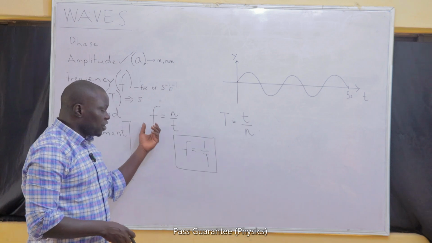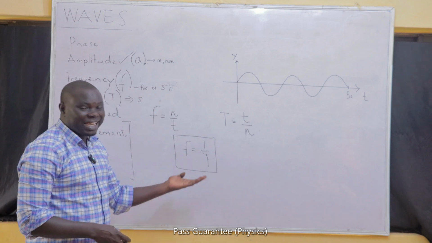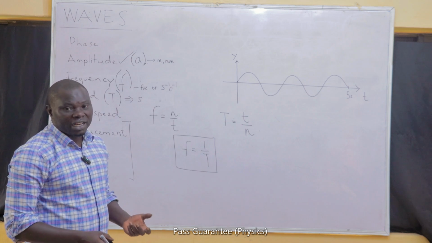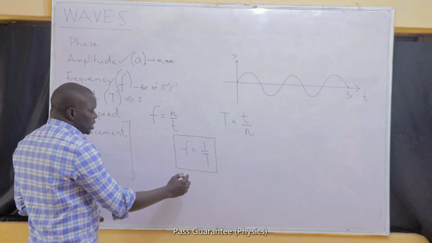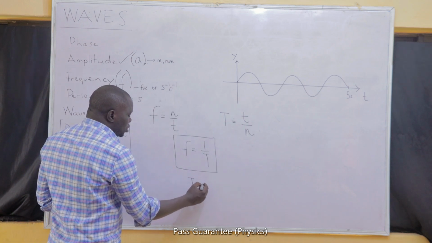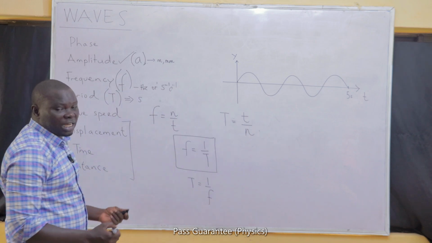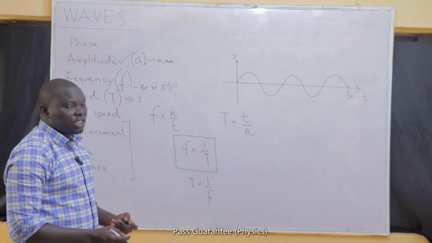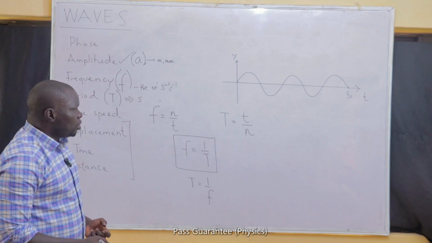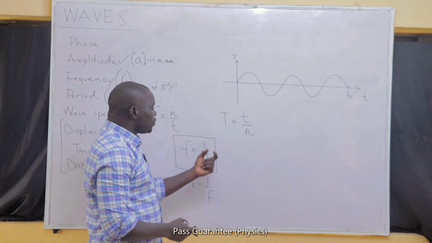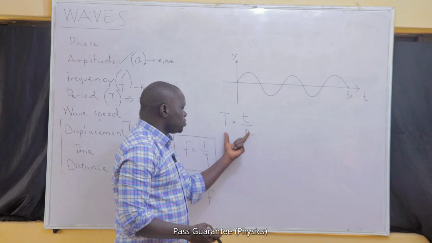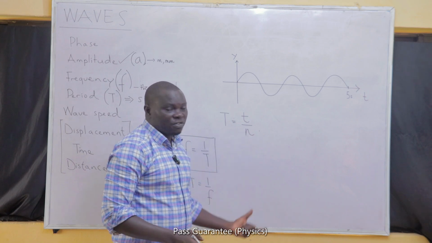So if you know the frequency, you can easily get the period by inverting it. While frequency is 1 all over T, I hope you know that T will also be 1 all over frequency. Period is the inverse of the frequency. Frequency is also the inverse of period. But more specifically, let us say that it is period that is required, and you have not even determined your frequency.